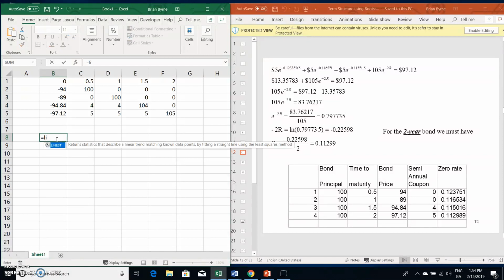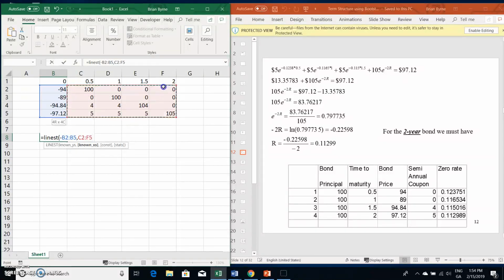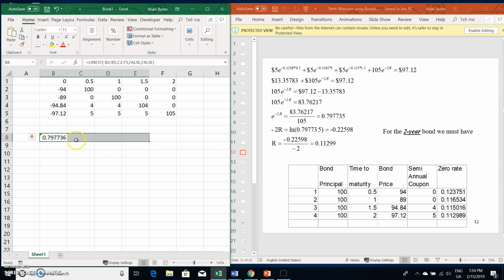A simpler way of making that estimation is to use Linest. So equals Linest. And then we can set out the known y's, which are the negative of these values, and then the known cash flows. We don't need a constant, so we say false and false, and we don't need further statistics. Now I can just return that and I get a number back. That's fine. And then if I highlight again and press Control-Shift-Enter, we get an array output.